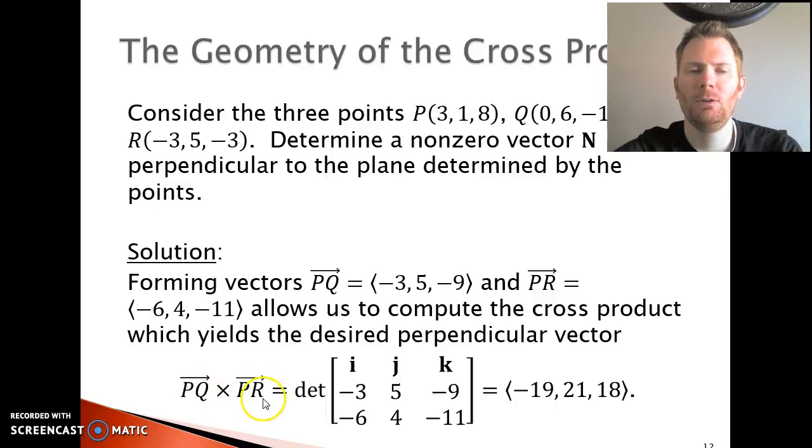So here's PQ cross PR. Notice I put PQ first and PR second, because that's the order I did the cross product in. And I've skipped all the steps here, but if you go back and verify, you should be able to get negative 19, 21, and 18. And this vector will be perpendicular to the original plane.